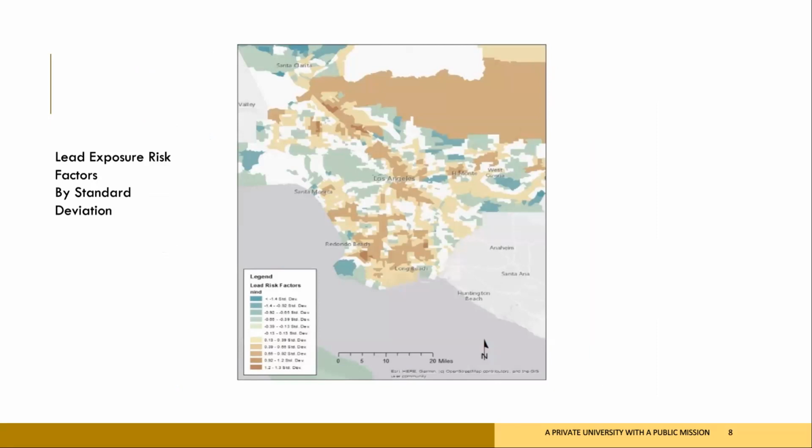As you can see here, the inner city and downtown areas are darker red, most likely due to highways and older infrastructure. The coastal regions, as you can see here, the bluish and green, have the least amount of risk factors.